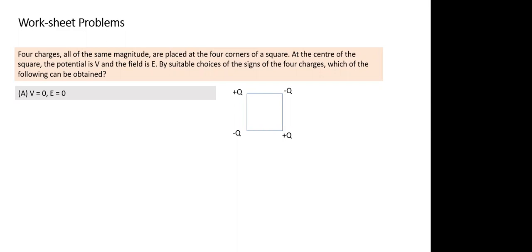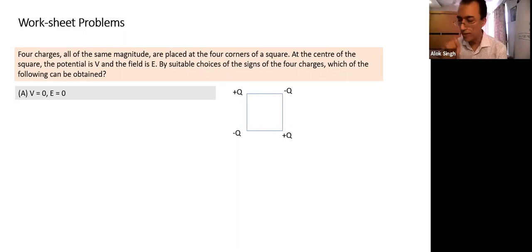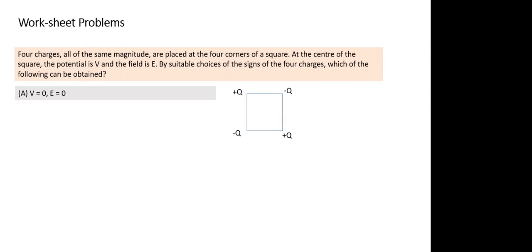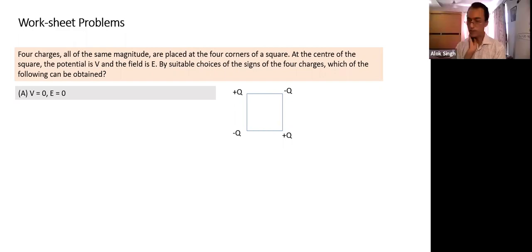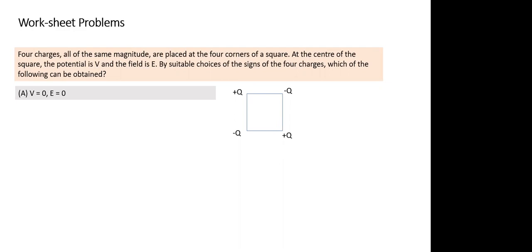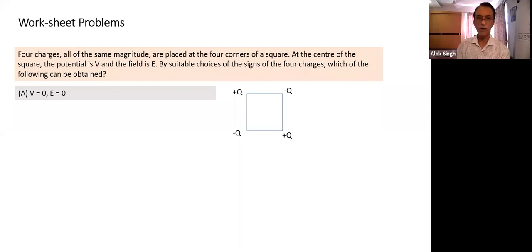Yes, sir, we can do. So can we state in words what kind of charge arrangement will give you zero field at the center? Like charges on the diagonal. That's the only thing that will give you zero field, and, sir, equal magnitude of charges. Charges are of equal magnitude.